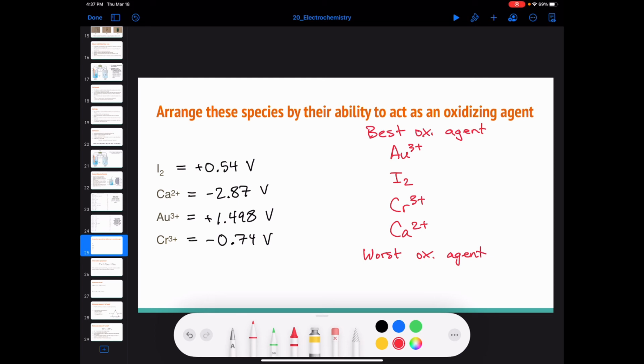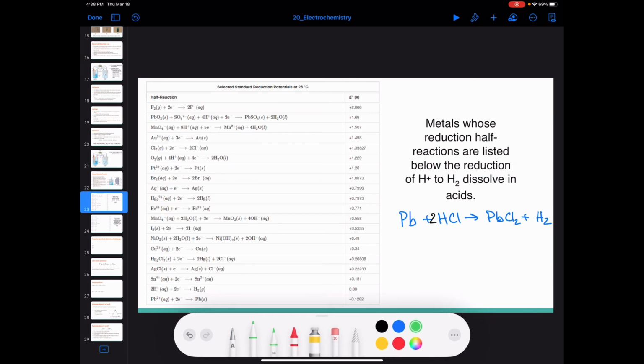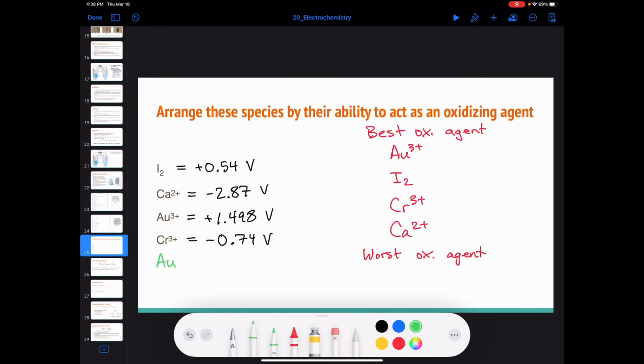Now, what if on here, what if they listed something like just gold by itself, not a gold ion? So what I'd have to do is I'd have to go back here, and going from gold 3 plus to gold is a positive 1.498, which is what I wrote, right? But if I want gold turning into gold ions, I would have to do the reverse. So for this, it would be a negative 1.498 volts, okay? So if you're going the reverse direction, you got to flip your sign. So in this case, the very worst oxidizing agent, or actually it wouldn't be the very worst, calcium would still be worse, but we could go ahead and plug our gold metal in right there, okay?